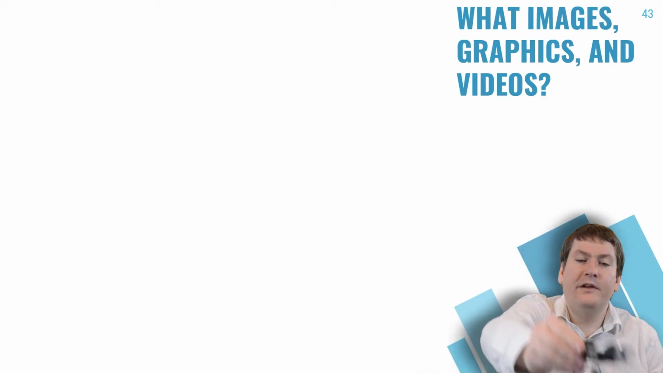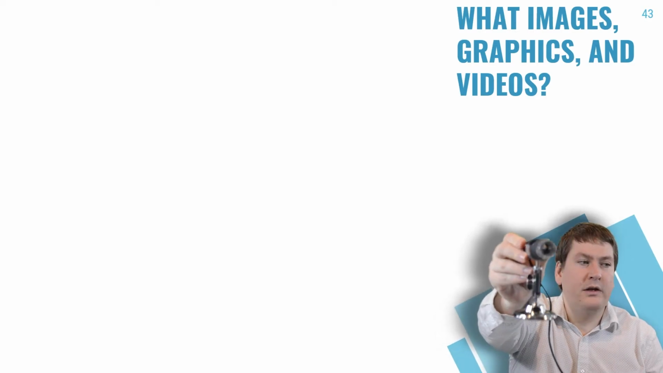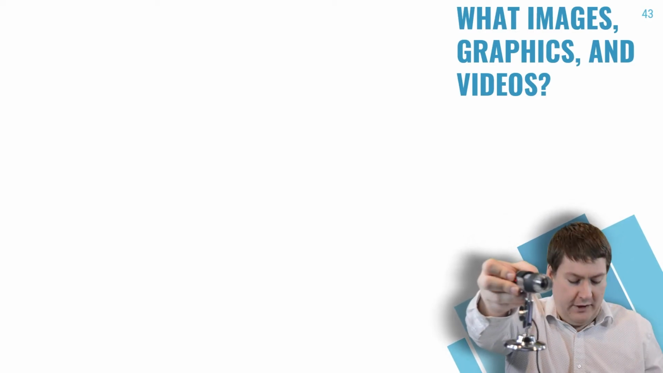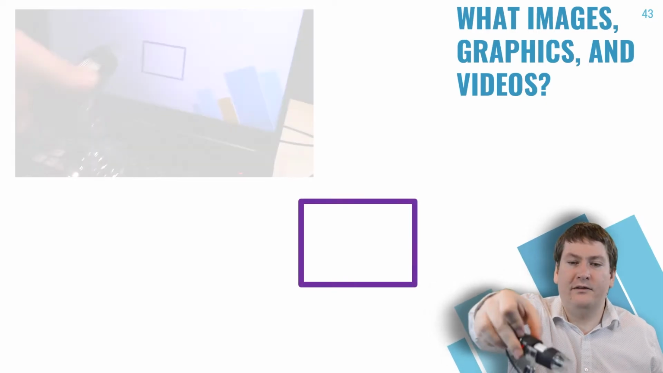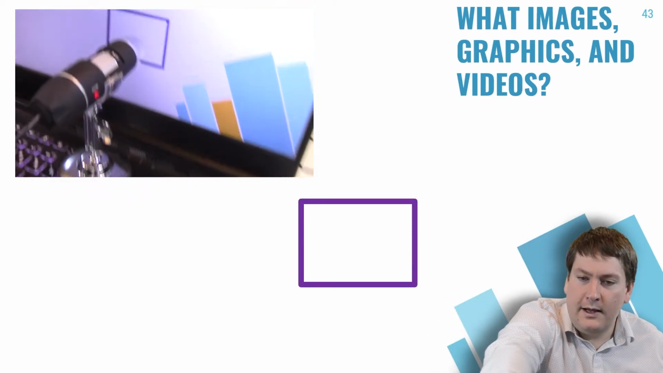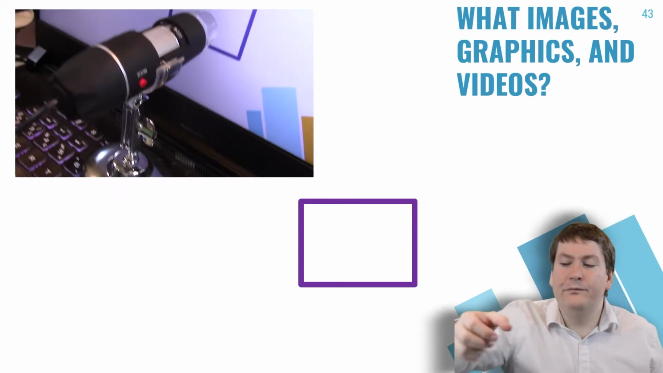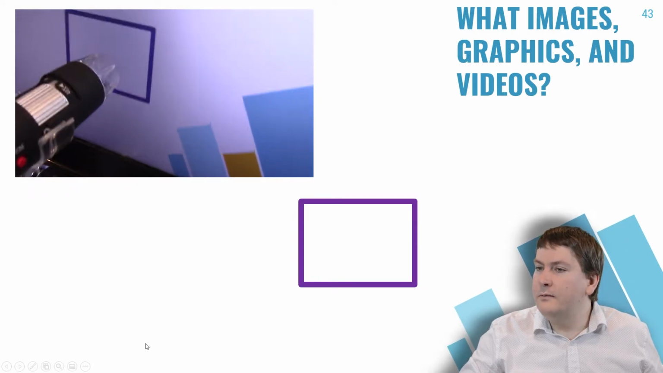What I have here is a USB microscope. What we're going to do is point it directly at my screen here, right in this square that you can see on the screen now, and we're going to see what we can see. I'll turn it on now.